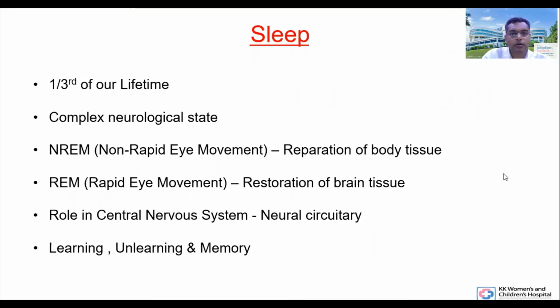So, overview of human sleep. The importance of sleep could be seen from the fact that people spend about a third of their lifetime in sleep. Sleep is a complex neurological state, with its primary function of providing rest and restoring body energy levels. There are two kinds of sleep. Non-rapid eye movement sleep or NREM sleep, which is supposed to do reparation of the body tissue, and REM sleep or the rapid eye movement sleep, which plays an important role in restoration of the brain tissue.